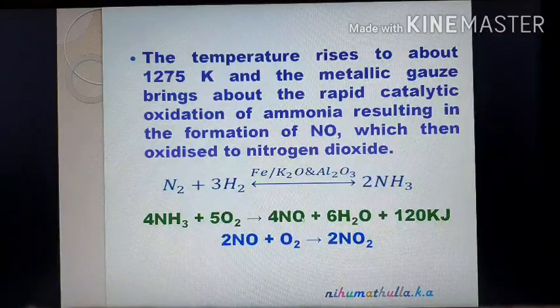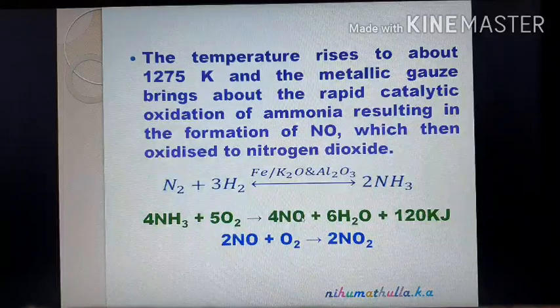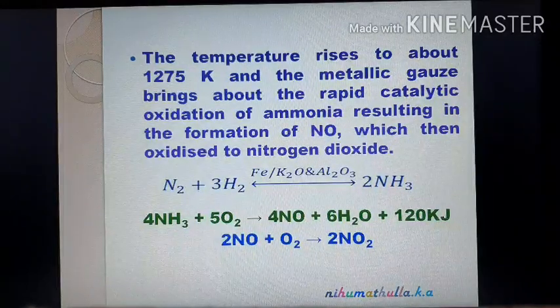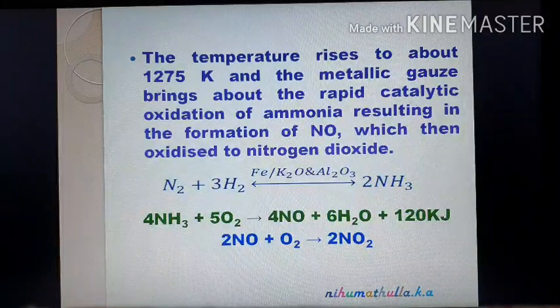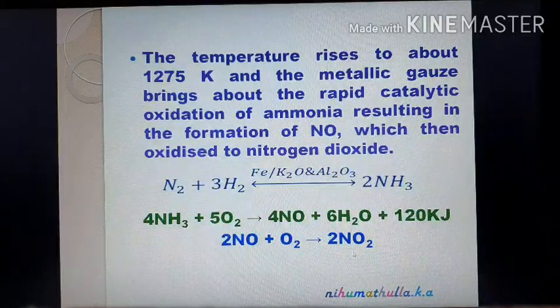Nitric oxide is neutral in nature. We know a neutral oxide with water does not give an acid or base. We are preparing nitric acid. Therefore, we take an excess amount of air, 10 times of air. Therefore, the nitric oxide formed again undergoes oxidation to give nitrogen dioxide.